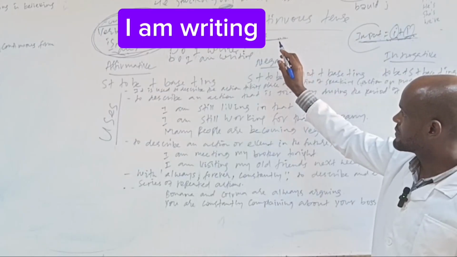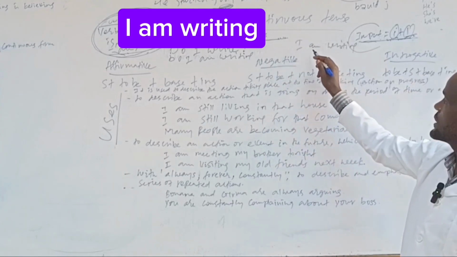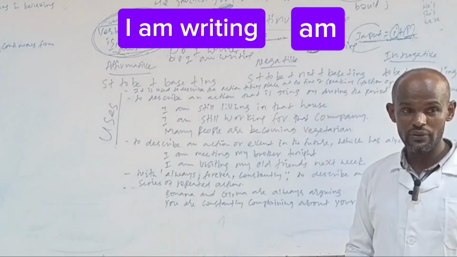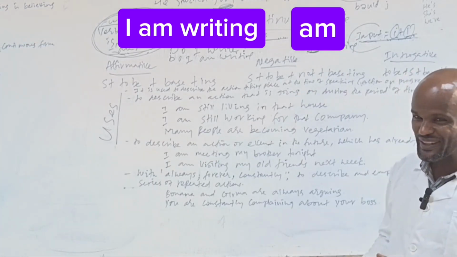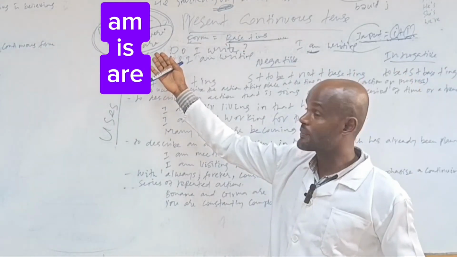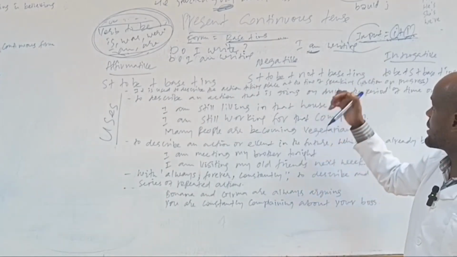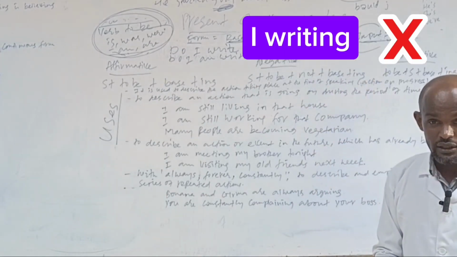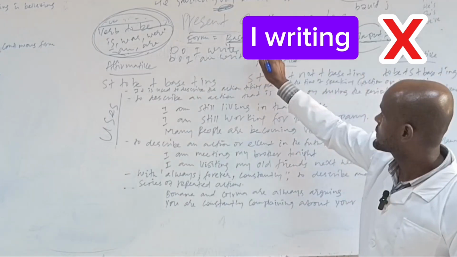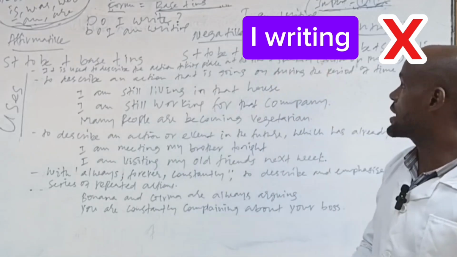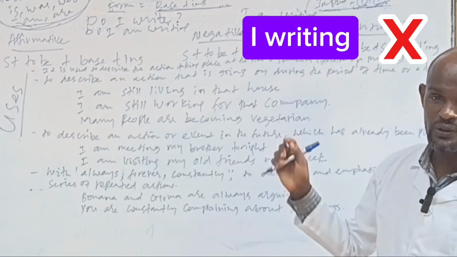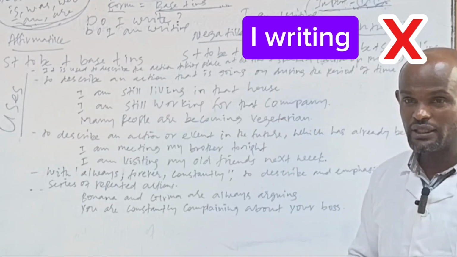For example, I'm writing. Verb to be is am. Is this verb to be a main verb or helping verb? Are you sure? Main verb. What about writing? Helping verb, support. For example, you cannot say I writing. Can you say I writing? You have a main verb here, base plus ing. We have writing as a main verb, but still we need a verb that supports that main verb. Otherwise, it's going to be meaningless.